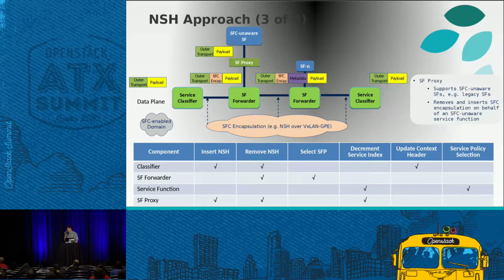As you can see, there are different functions or actions defined in the whole path, including inserting the header, removing the header, selecting the service function path, decrementing the service index, and updating the context header, etc. The entities in the path will perform different functions, as summarized in this table.